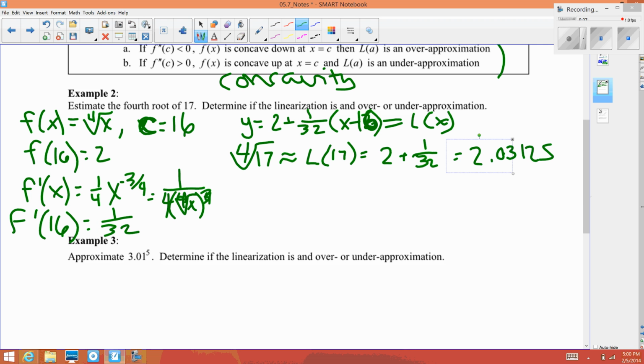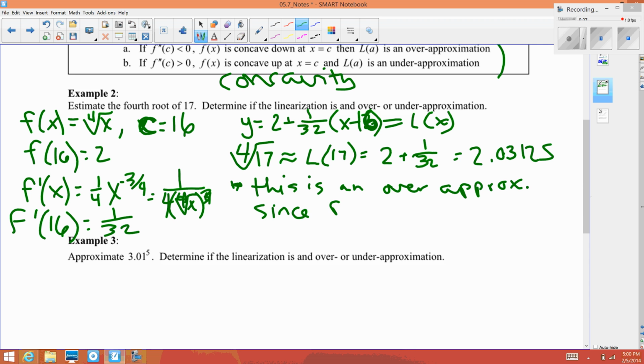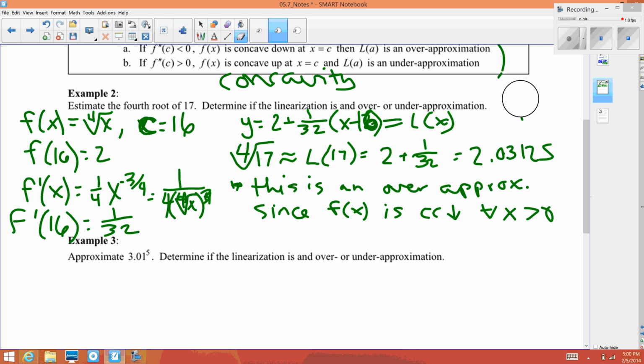All right, now this is an over approximation. Since f of x is concave down for all x bigger than 0. Okay, if you know what the fourth root function looks like, then that should be easy. If you don't, graph it, memorize it, why not?